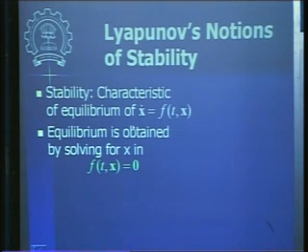Now the equilibrium of the system will be obtained by solving for x when you substitute f(t, x) equal to 0. This is now a zero vector; f is a vector valued function, because your x is a vector. By substituting this equal to 0, you will get all the equilibriums of the system. There can be in general many equilibriums for a given system.